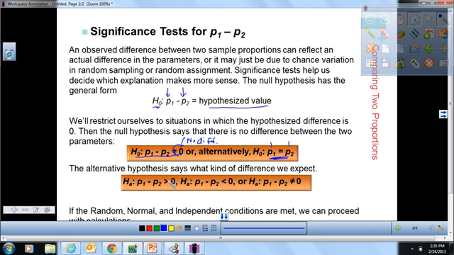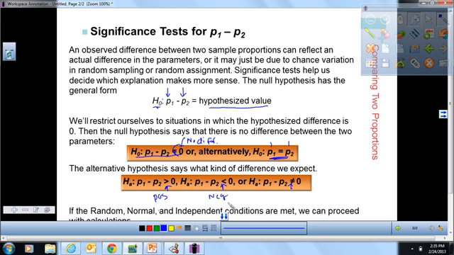All right, and so again, remember in the alternative, we're only going to use greater than, less than, or not equal to, depending on the direction they indicate in the problem. So they are writing it as P1 minus P2 has to be greater than 0, which would make these positive values. P1 minus P2 being less than 0 would make these negative values, and then not equal to just means that we don't care the direction.